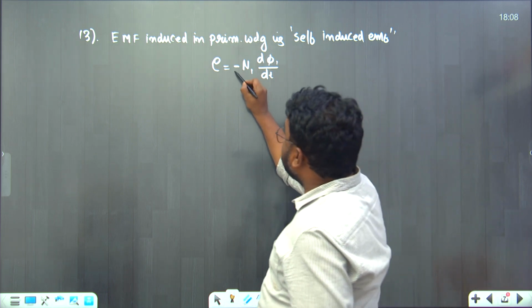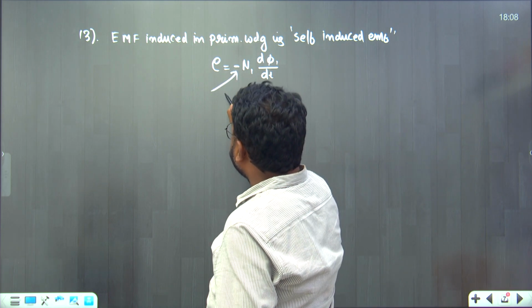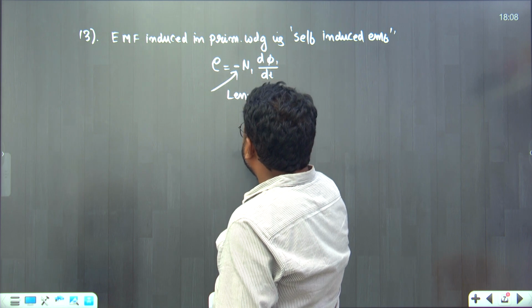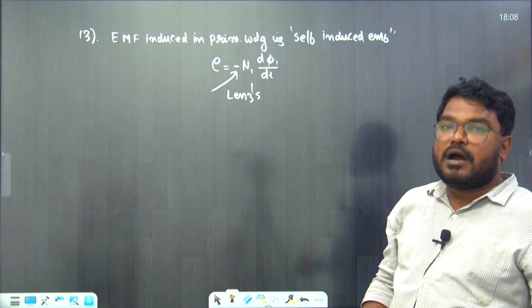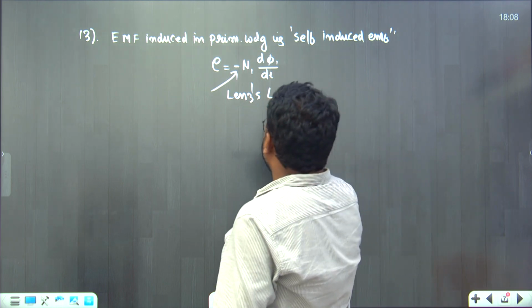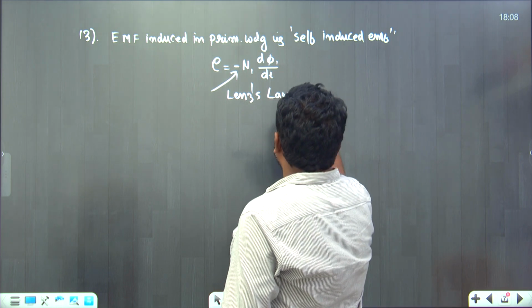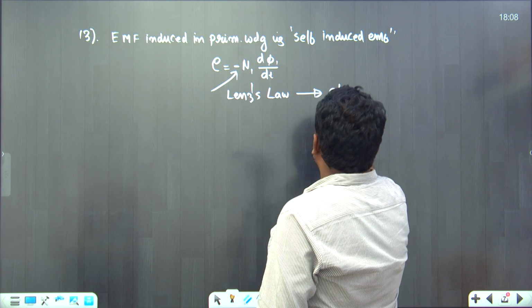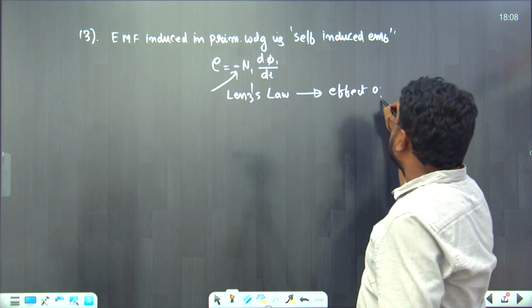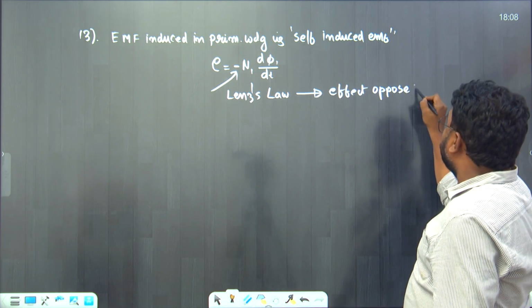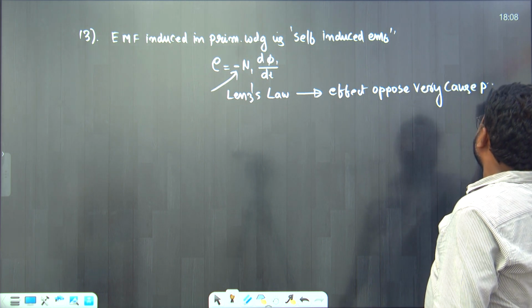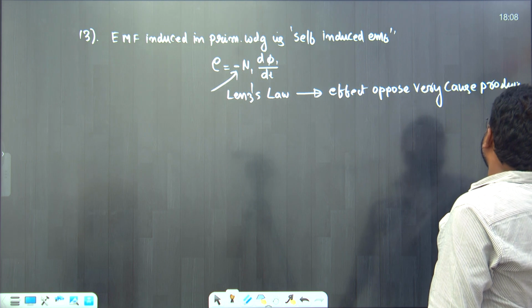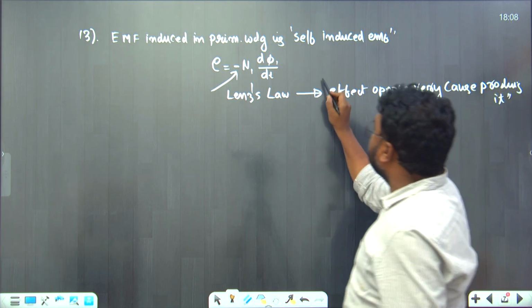The minus sign here indicates Lenz's law. Lenz's law means the effect opposes the very cause producing it. So what is the statement of Lenz's law? The effect opposes the very cause producing it. This is the statement of Lenz's law.